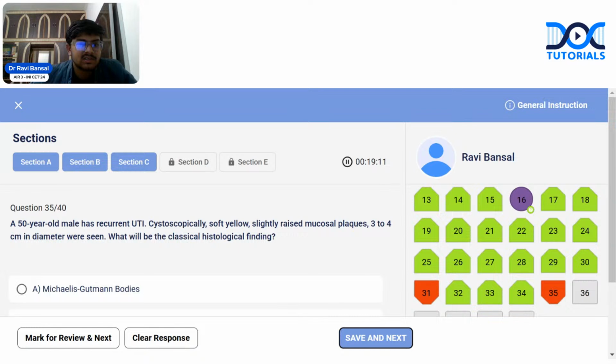What will be the classical histological finding? A 50-year-old male has recurrent UTI. Cystoscopically, soft yellow, slightly red mucosal plaques, 3 to 4 centimeter diameter, were seen. What will be the classical histological finding? So they have given mucosal plaque. I'm thinking about malakoplakia: recurrent UTI plus 50-year-old male plus this is yellowish. So I think this is malakoplakia.